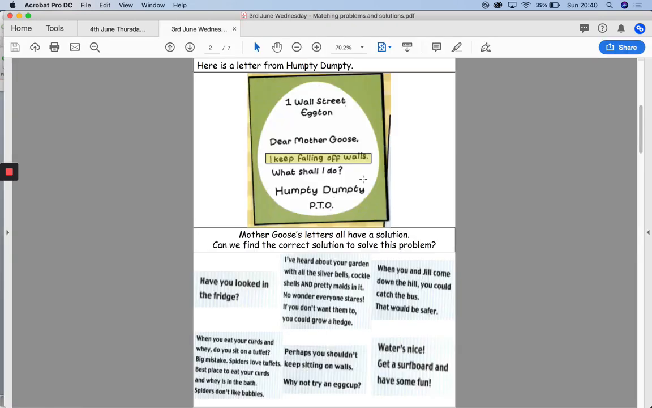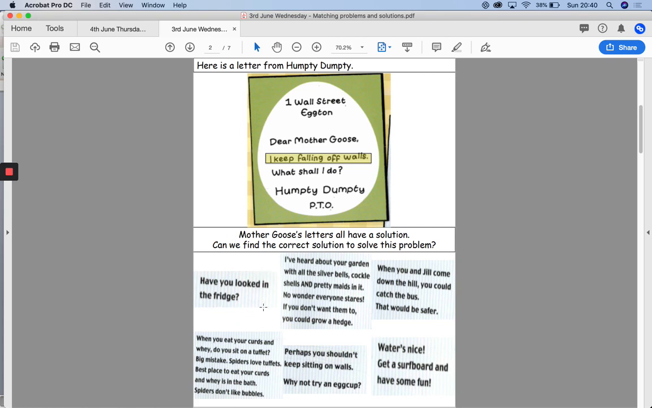So that is Tuesday, and then Wednesday you're thinking a bit more about the problems and solutions. So you will find a problem in a letter. So here's the letter from Humpty Dumpty, and his problem is, I keep falling off walls. Silly old Humpty Dumpty. So you will have a look at the solutions to the letters we have at the bottom, and you'll see if you think it matches up, which one it might be.